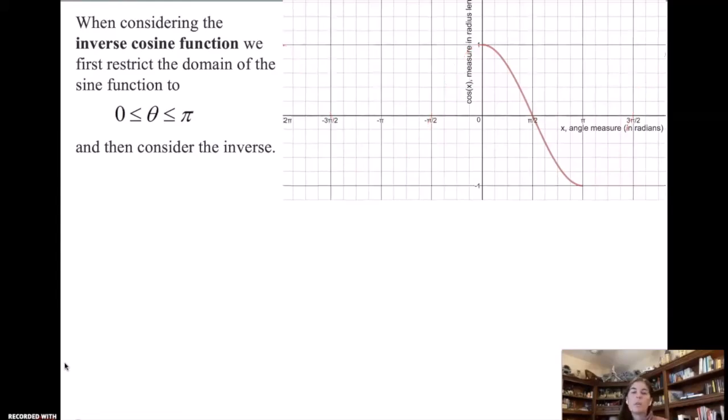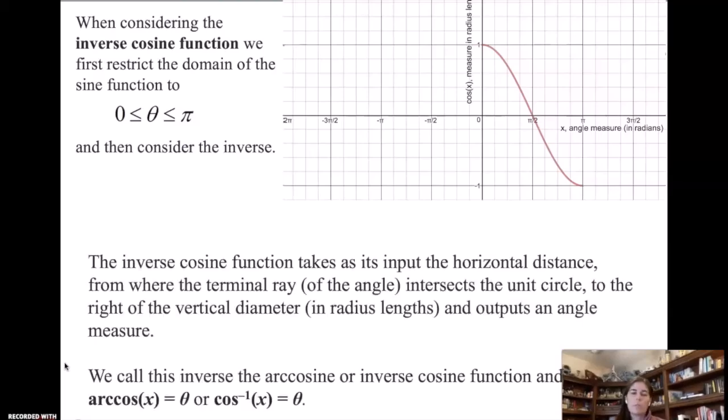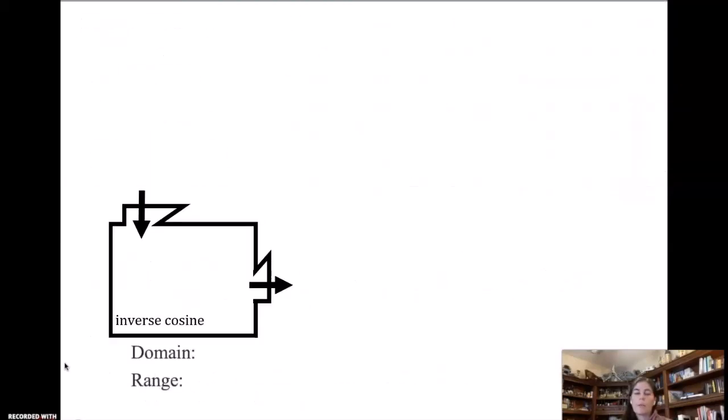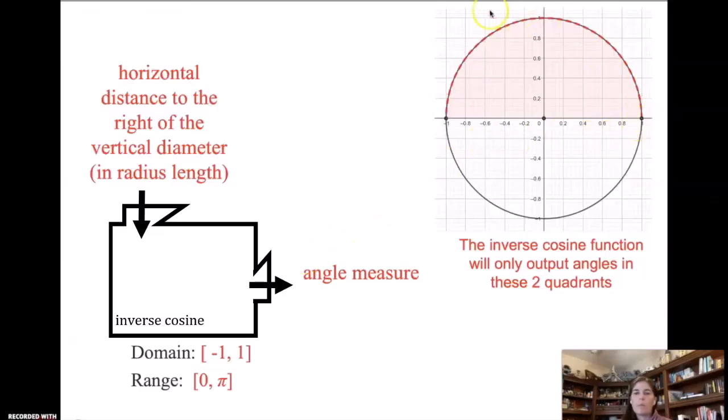a function. For cosine, we restrict the domain from 0 to pi radians because over there we have our +1 to our -1 in terms of our radius lengths to the left and to the right. And so this is the notation for cosine. So the inverse cosine will input the horizontal distance to the right of the vertical axis, and it will output that angle measure, and that angle measure is always going to be between 0 and 180 degrees or 0 and pi radians. Again, no matter what angle you're looking for, that's what the inverse cosine is going to give you.